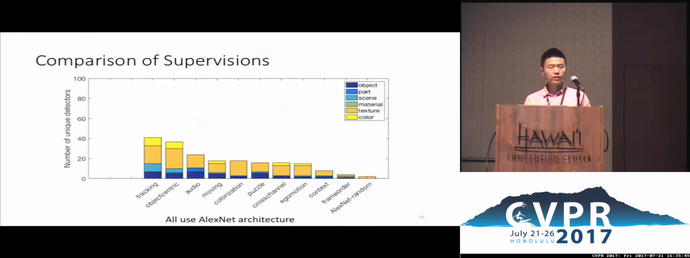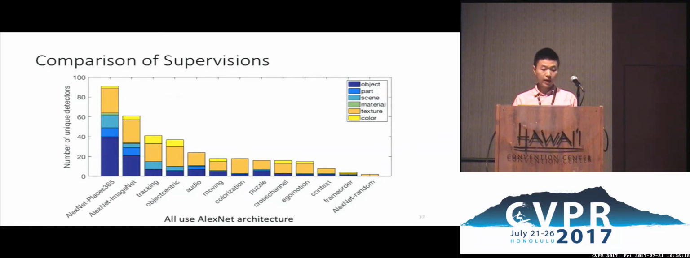In total, we include 10 different supervision tasks. Those self-supervised networks use the same architecture, the AlexNet. Here is a histogram of the number of unique detectors across those 10 different self-supervision tasks. More or less, there are texture detectors across those different supervision networks, but there are more object detectors in the audio supervision compared to the colorization self-supervision. Here we also list the AlexNet trained on Places and ImageNet. Those networks from supervised training have much more semantic, or interpretable, detectors compared to the self-supervised AlexNet.